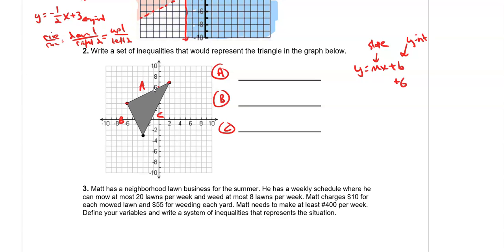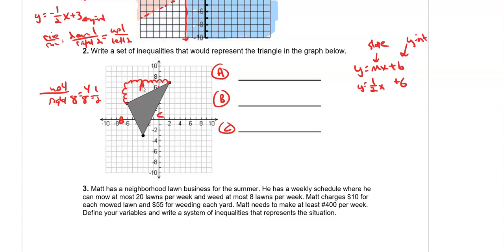So how far up did we go? 1, 2, 3, 4. So up 4. And to the right, how many? 1, 2, 3, 4, 5, 6, 7, 8. 4 over 8. So the slope is 4 over 8, which is 1 over 2. So the slope is 1/2 x. Y equals 1/2 x plus 6.